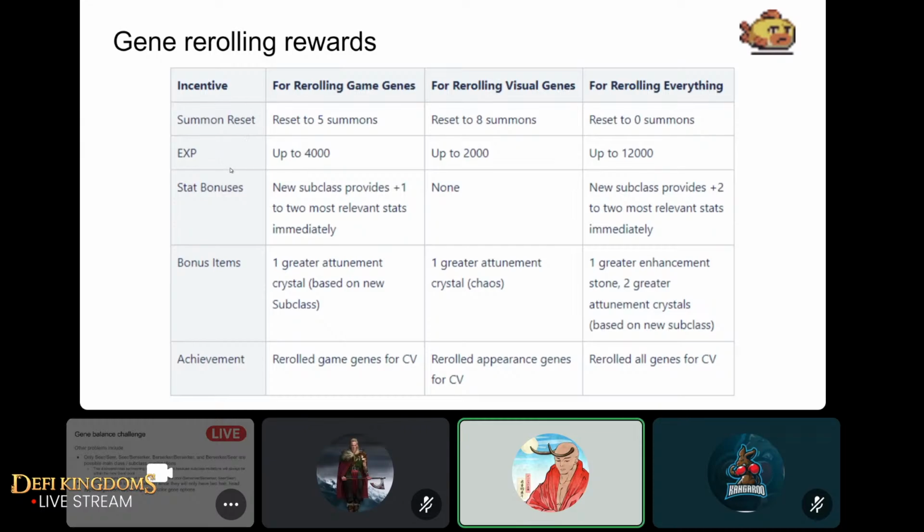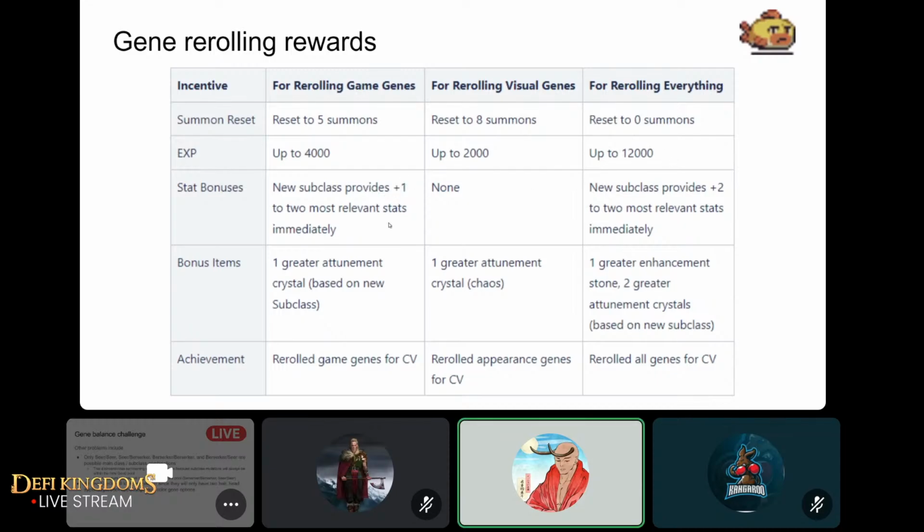The next is that there will be an experience reward for that hero, and it says up to here because if you're close to cap, then you're not going to get the full amount. It doesn't roll over to the next level. It'll just give you as much as you can up to your maximum. So you can get 4,000 experience if you reroll your game genes, 2,000 if you reroll your visual genes, and 12,000 if you reroll everything.